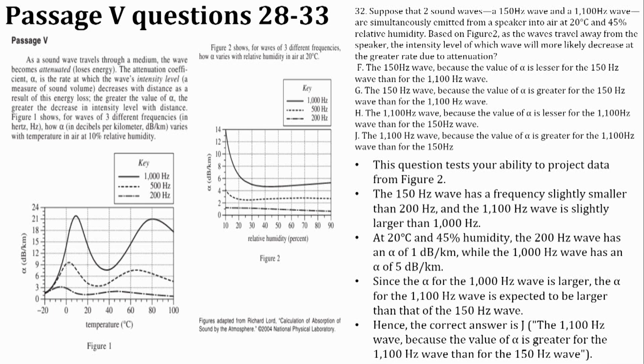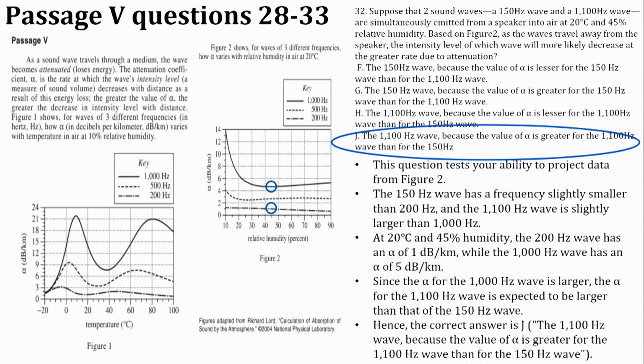The 150 hertz sound wave has a frequency slightly smaller than 200 hertz, and the 1001 hertz wave is slightly larger than the 1000 hertz. So we're going to use those as our base point. At 20 degrees Celsius and 45% humidity, the 200 hertz wave has an attenuation of 1 decibel per kilometer, while the 1000 hertz wave has an attenuation of 5 decibels per kilometer. Since the attenuation for the 1000 hertz wave is larger, the attenuation for the 1001 hertz wave is expected to be larger than that of the 150 hertz wave. Hence, the correct answer here is J.